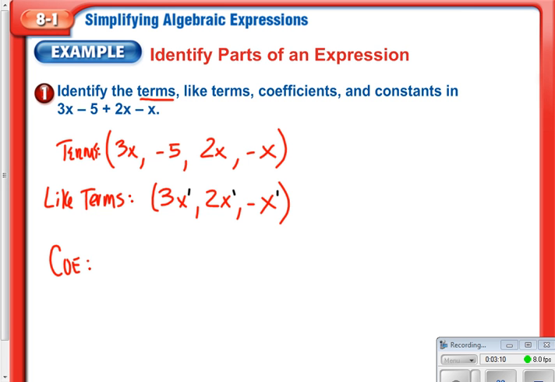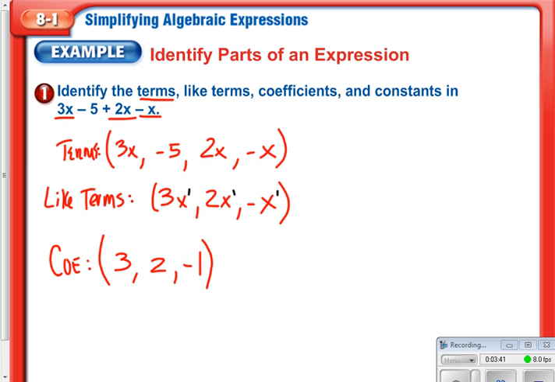Our coefficients in the problem, if you look up here, are, remember, numbers that are out in front of the variable. So if we look back up to the above problem in blue there, 3x, well, the coefficient is 3. 2x, the coefficient is 2. And then we have this negative x, which really has a coefficient, and that coefficient is negative 1. Remember, coefficient is the number out in front of the variable.